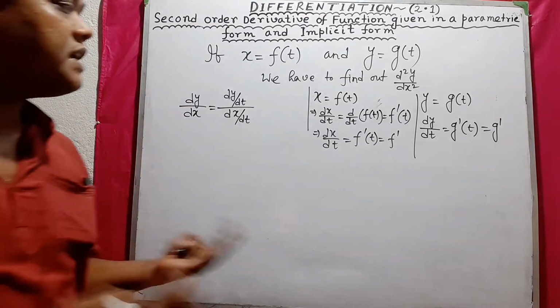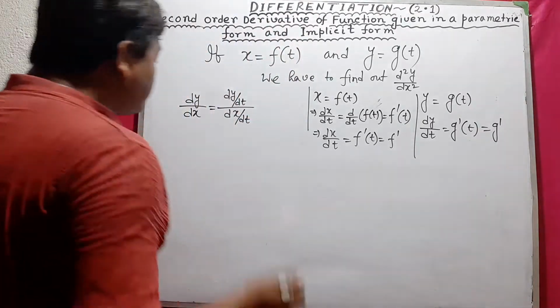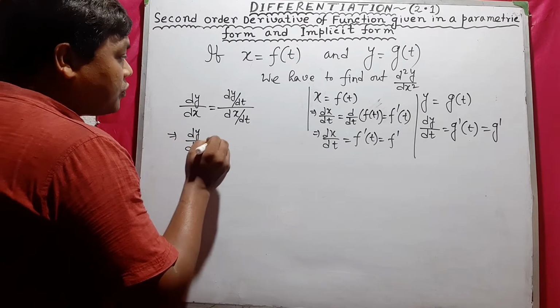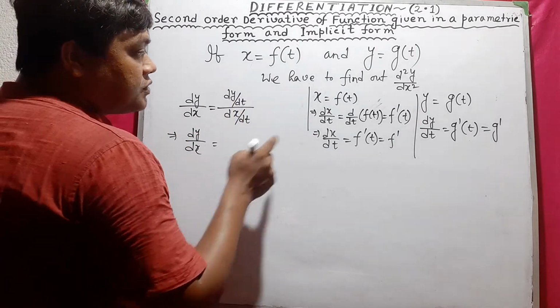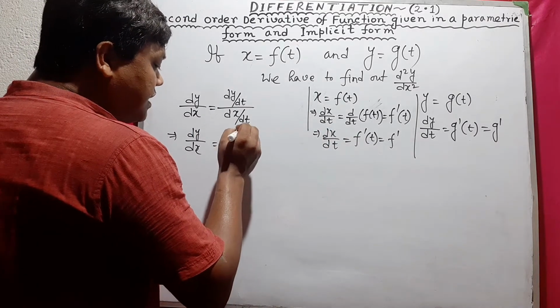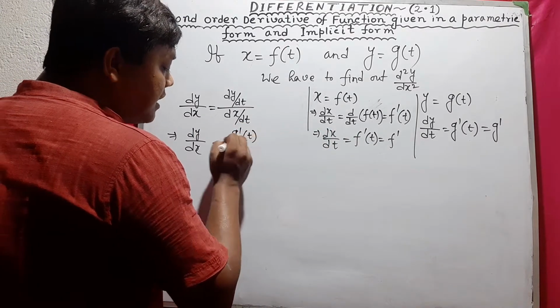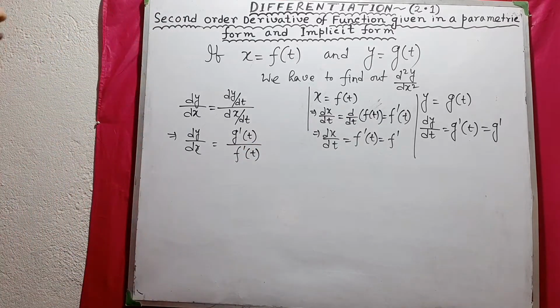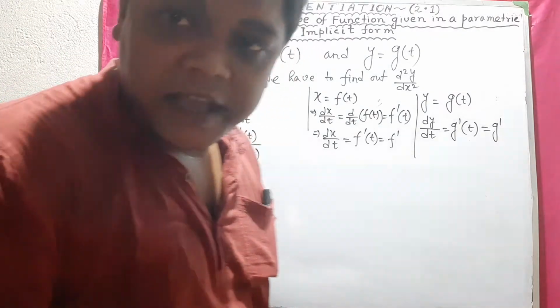That means we took the derivative with respect to t on both sides. So then what is my dy/dx? So dy/dx equals, if we put dy/dt and dx/dt, g dash t or g(t), you can say, by f dash t. So now we have to determine d2y/dx2.